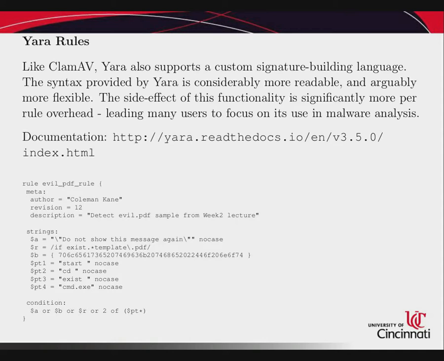This is very helpful because if you have a problem with one of the rules, or if the rule is detecting on a file and you don't know if that file is malware or not, it actually gives you a line of contacts to go and talk to whoever might have originated the signature. It also allows you to give a really detailed description if you want. For instance, in this case, this rule has embedded in it "detect evil.pdf sample from week 2 lecture", which is very specific and very descriptive.